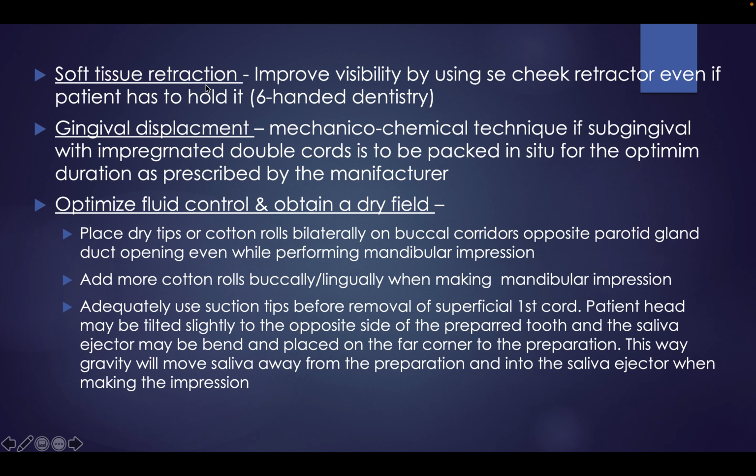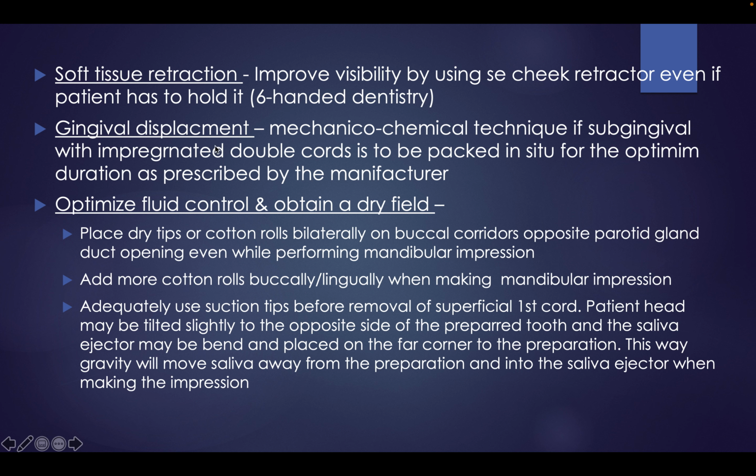Soft tissue retraction. After that, make sure that you have improved the visibility and you have retracted the cheeks, tongue, and lips by using cheek retractors, either the metal ones. You can buy them. You can sterilize them, and make the patient use them. You're making your dentistry six-handed, and you're using the spare hands of the patient, who can be distracted by that and very helpful in doing that.